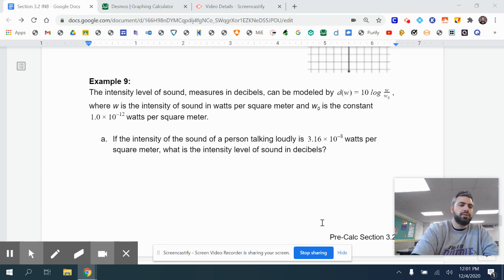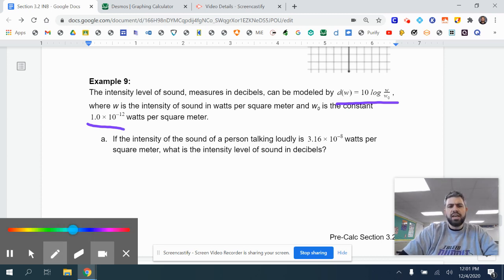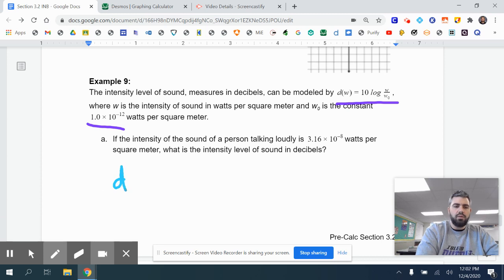It's modeled by this equation right here, which is D(W), where W is some intensity of sound, equal to 10 log of W over W0, where W0 is some constant value. In fact, it's 1 times 10 to the negative 12 watts per square meter. So it says if the intensity of sound of a person talking loudly is 3.16 times 10 to the negative 8 watts per square meter, what is the intensity of sound in decibels? So we're just looking at basically what is D?